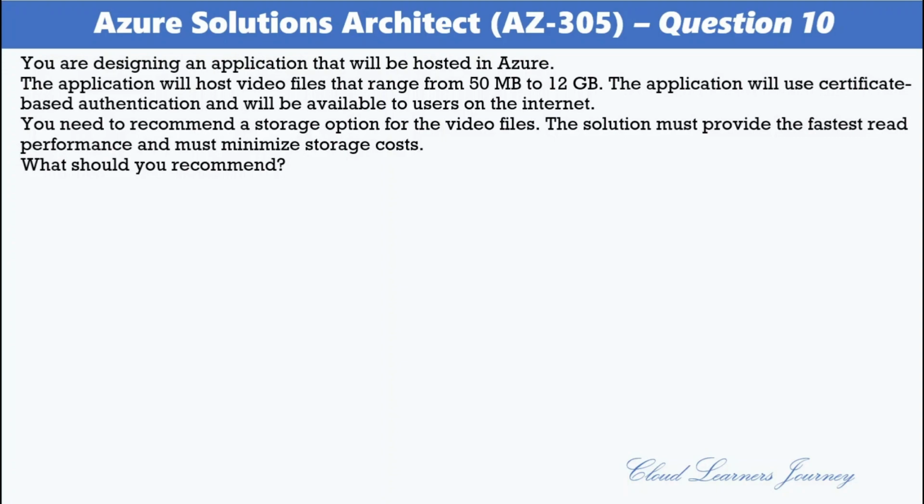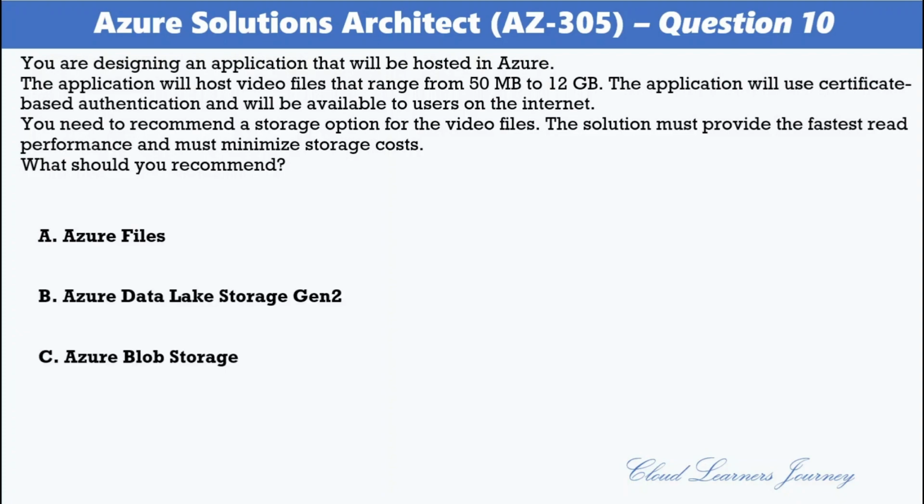What should you recommend? Options are A, Azure Files, B, Azure Data Lake Storage Gen 2, C, Azure Blob Storage, D, Azure SQL Database. Correct option is C, Azure Blob Storage. Blob storage stores large amounts of unstructured data such as text or binary data that can be accessed from anywhere in the world via HTTP or HTTPS. You can use blob storage to expose data to the world or to store application data privately.